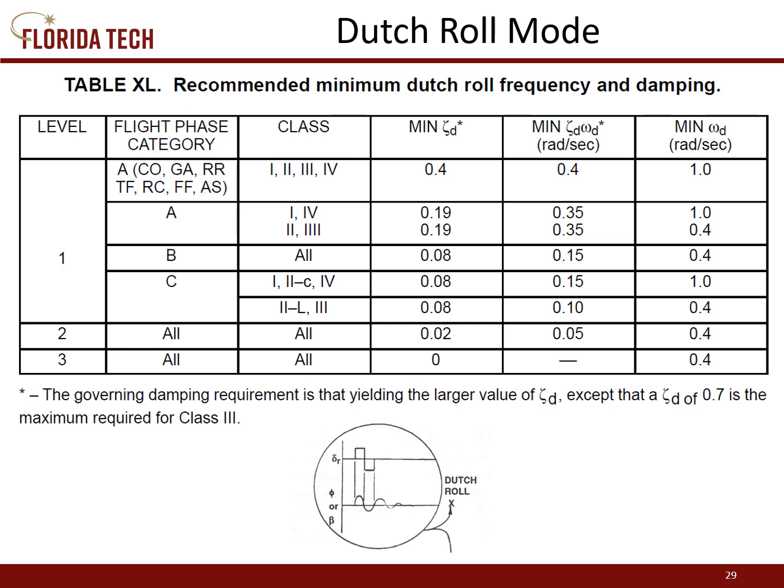And again, level 1 is the goal. Depending on whether you're class 1, 2, 3, or 4, what category of flight would dictate what your minimum Dutch roll frequency and damping ratios should be.